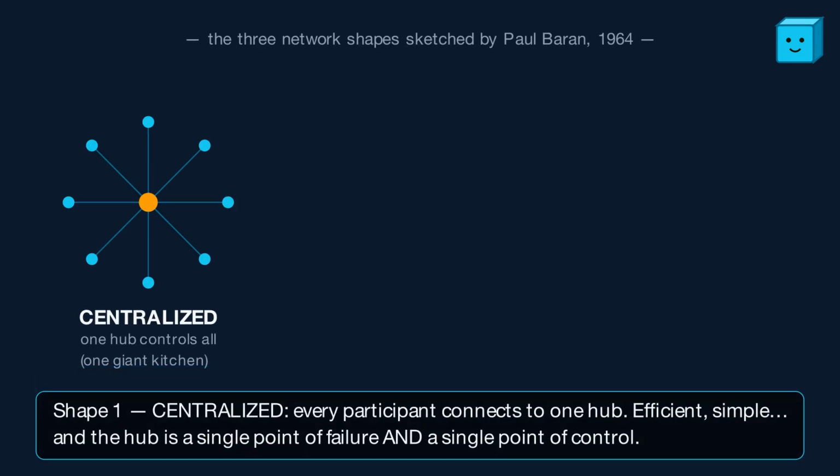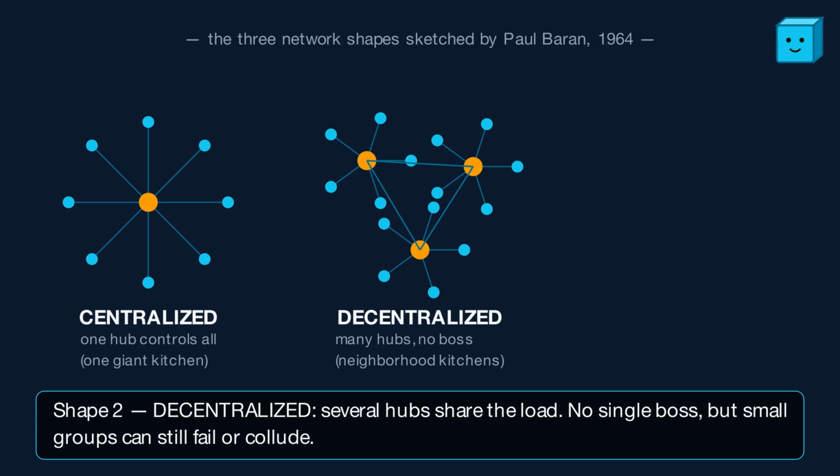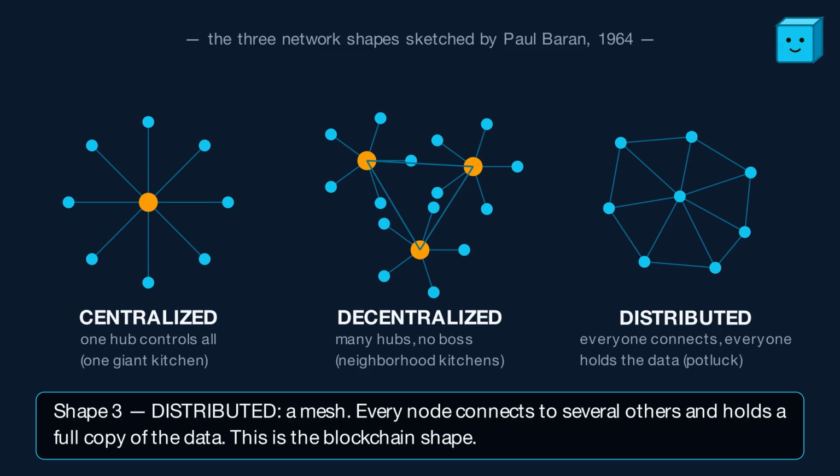Shape 1. Centralized. Every participant connects to one hub. Efficient, simple, and the hub is a single point of failure and a single point of control. Shape 2. Decentralized. Several hubs share the load. No single boss, but small groups can still fail or collude. Shape 3. Distributed. A mesh. Every node connects to several others and holds a full copy of the data. This is the blockchain shape.